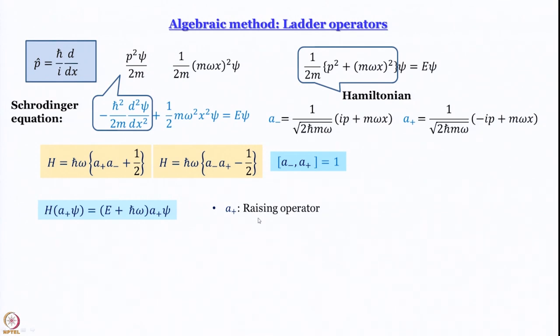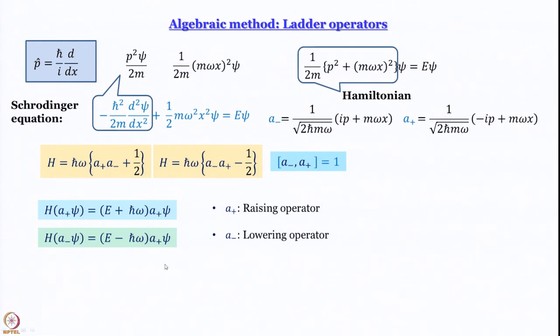Then we came to this question, why is a plus called a plus, why is a minus called a minus? Because we proved that when a plus operates on psi, it produces a wave function which has an eigenvalue of E plus h cross omega. E is the energy of psi, the original wave function. So, when a plus operates on that wave function, the energy of the resultant wave function is increased by h cross omega, which is one vibrational quantum for this harmonic oscillator. Okay? That is why a plus is called a raising operator. It takes us up by one step in the energy ladder of the quantum harmonic oscillator.